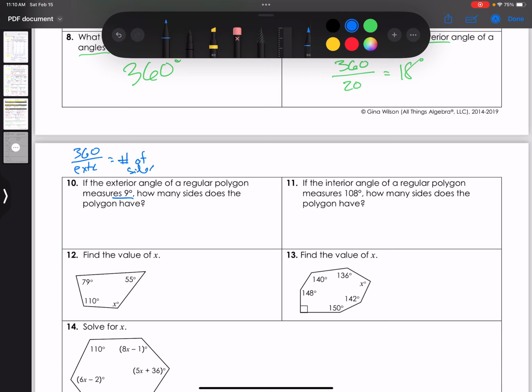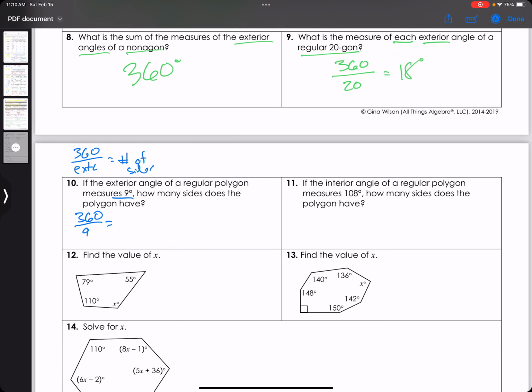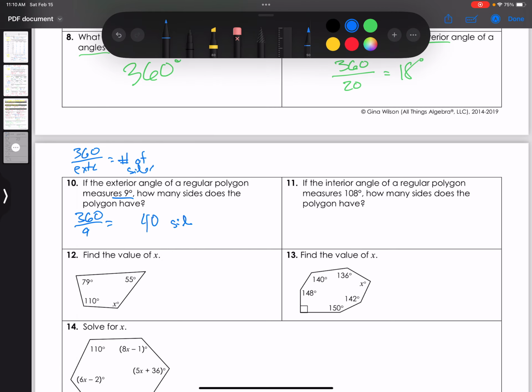So this one, our exterior angle is 9 degrees. So we're going to take 360 divided by 9. Oops. 360 divided by 9 gives me 40 sides. Okay. And now let's look at the next one.